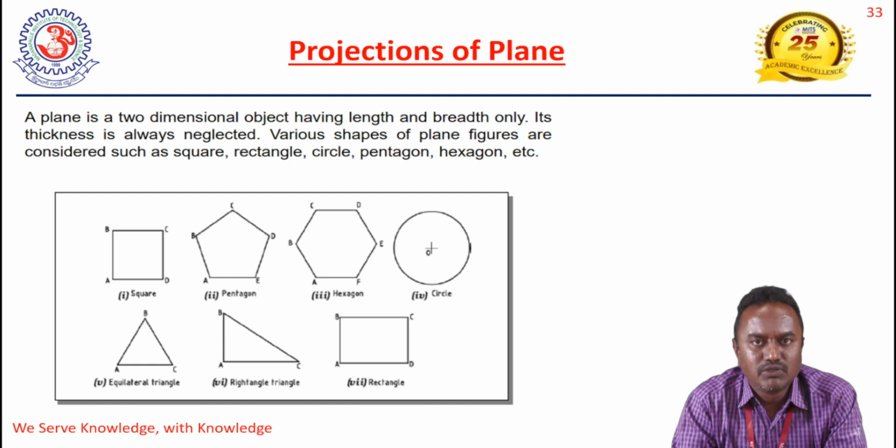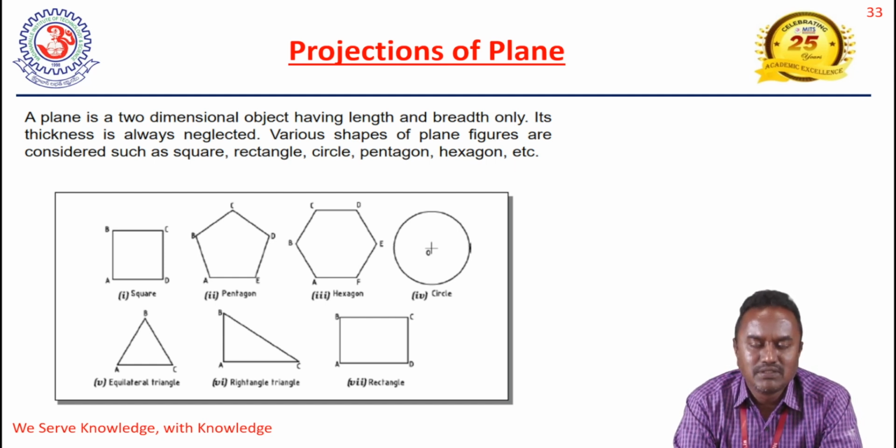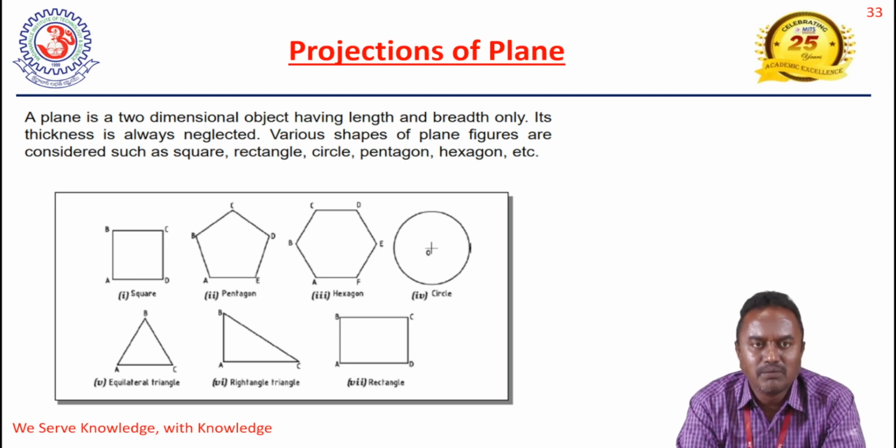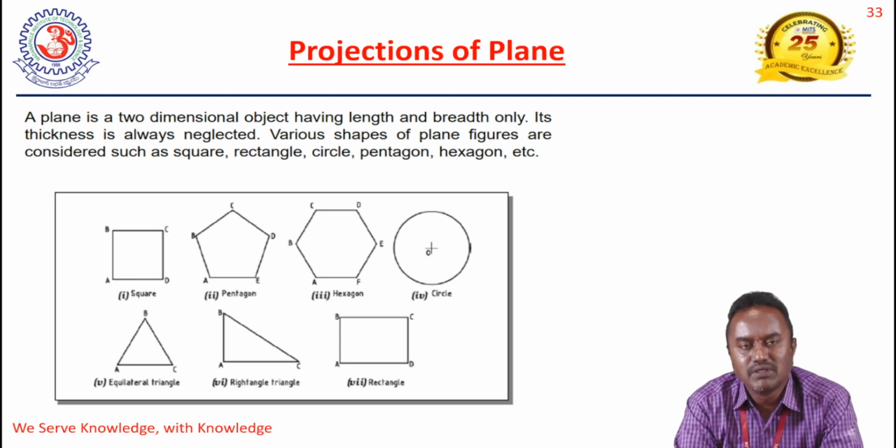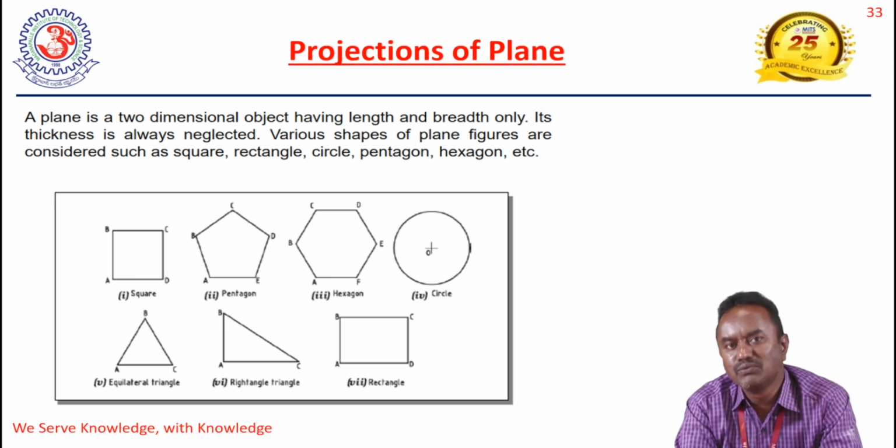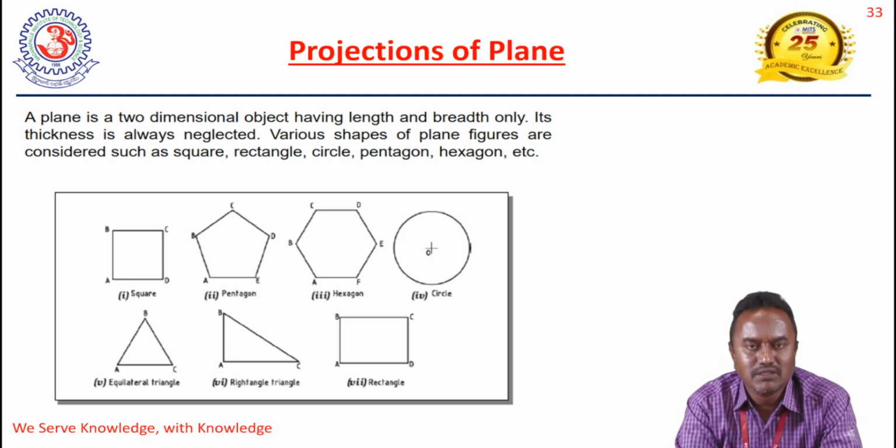So next, projections of plane. After projections of points, then lines, the next level is projections of plane. Actually, the plane is a surface. In simple terms, a plane is a surface. We are not taking the thickness into account. It is also a 2D component. A plane is a two-dimensional object having length and breadth only. So thickness is not important; it is always negligible.